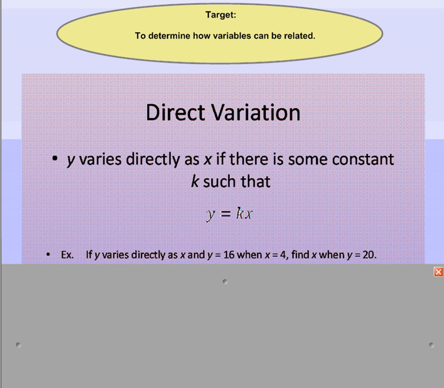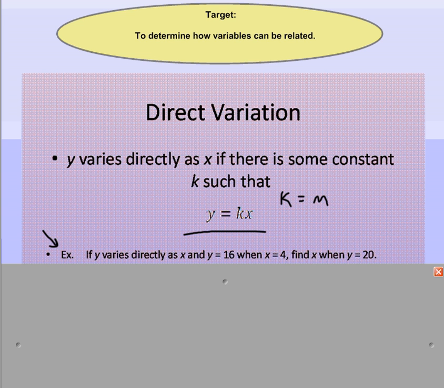This is the variation between variables that we are most familiar with. In a direct variation situation, y varies directly as x if there is some constant k such that y equals k times x. We should be used to these types of equations because normally k is our slope, k is our m. When we're using direct variation, we use the k value, which stands for the constant of variation. In an example involving direct variation on how two variables can be related in a direct way, we have this example.